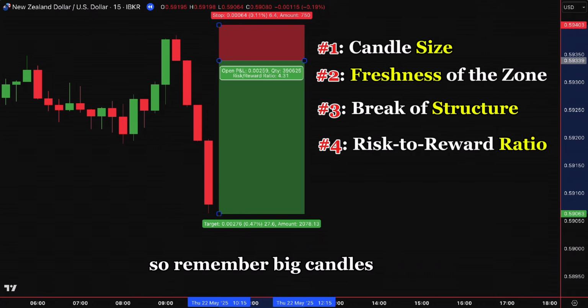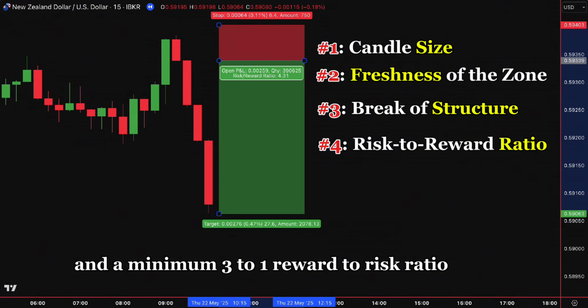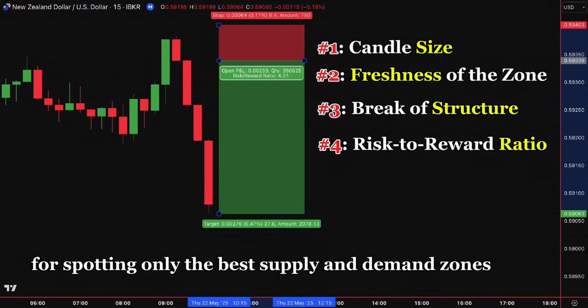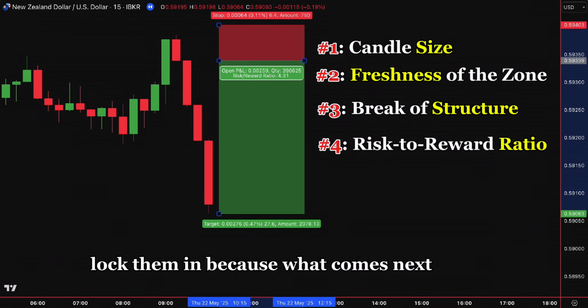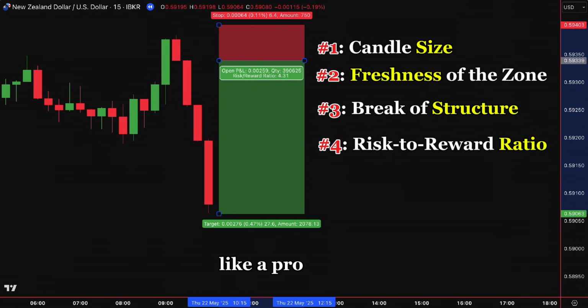So remember, big candles, fresh zones, break of structure, and a minimum 3-to-1 reward to risk ratio. These 4 filters are your foundation for spotting only the best supply and demand zones. Lock them in, because what comes next will show you exactly how to trade these zones like a pro.